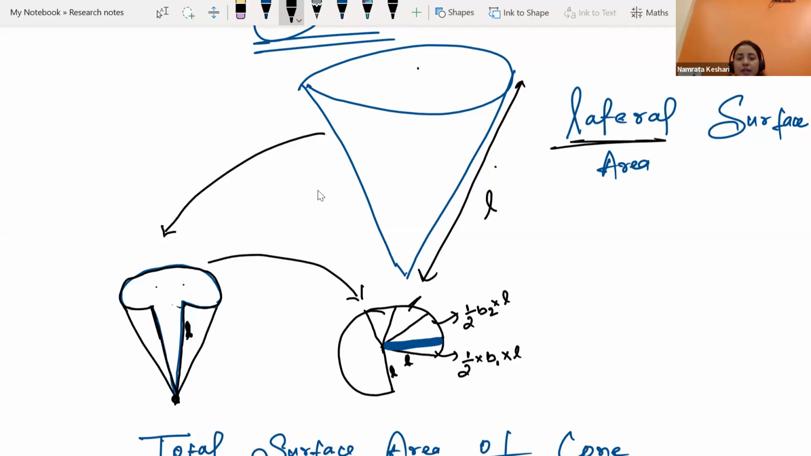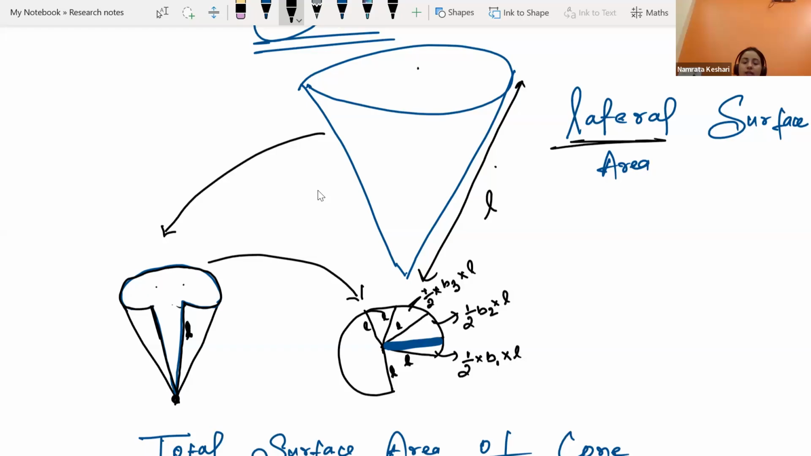Okay, for every triangle we will have 1 by 2, and the base will be different because we are talking about different arcs, so b3, but the height again, this is L, this is L, this is L, so L will be the height.